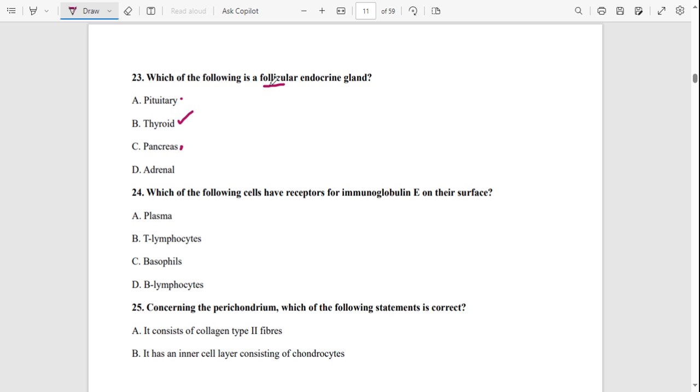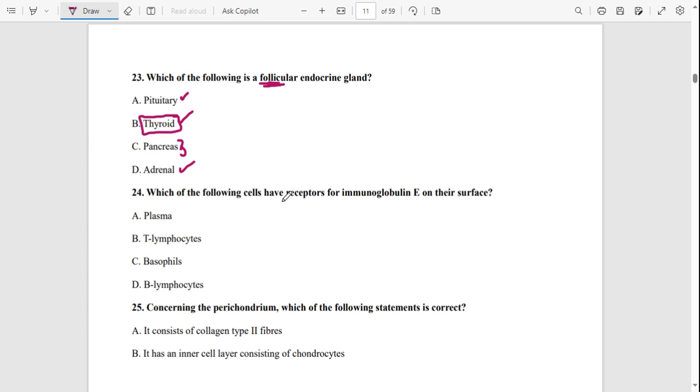Because we are specific for this question, we're talking about those which have follicles and are endocrine. The thyroid gland is endocrine, but it also has follicles. The pancreas is both endocrine and exocrine. These others, the adrenal gland: it releases its content into blood, so it is endocrine also. But does it have follicles? Really not. Same with the pituitary gland. The pituitary gland releases its content into blood, so that is also endocrine. But does it have follicles? No. That's why we have picked the thyroid.